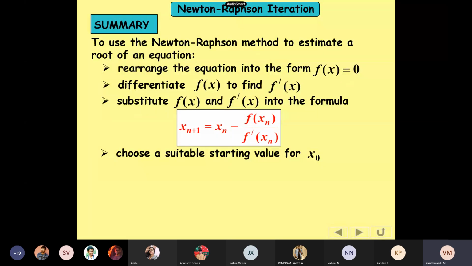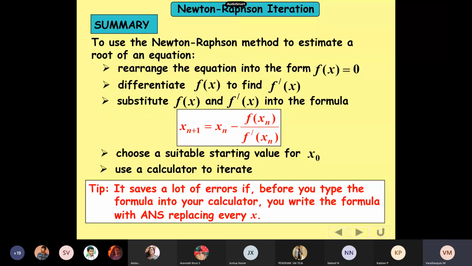The proper usage of the calculator can reduce your working time. So use this way to find the results, and this is the summary of the Newton-Raphson method. So this is your practice.